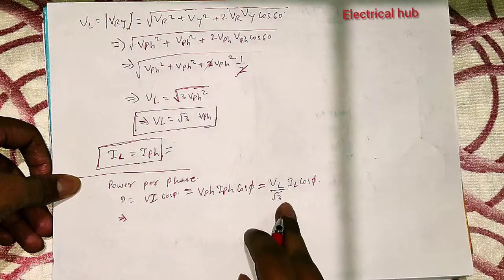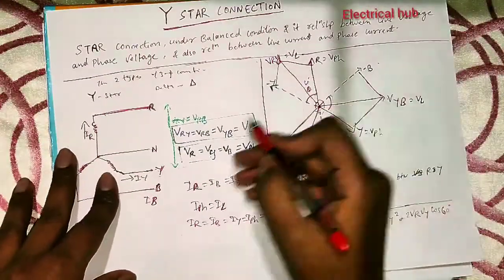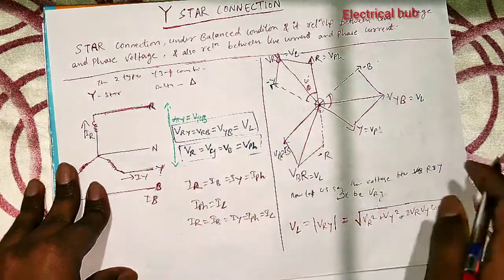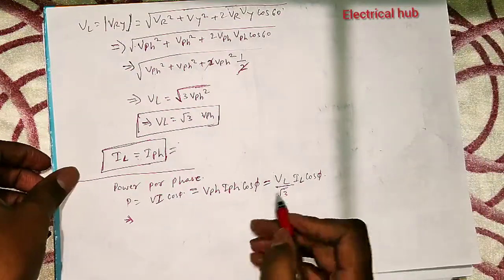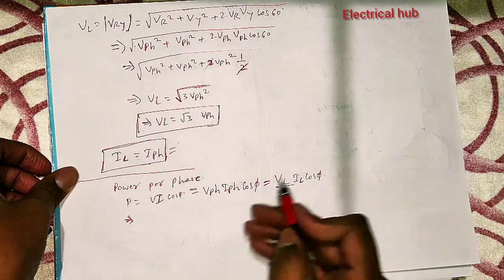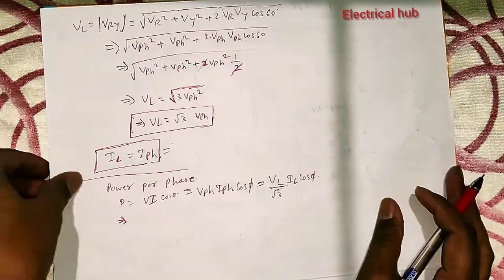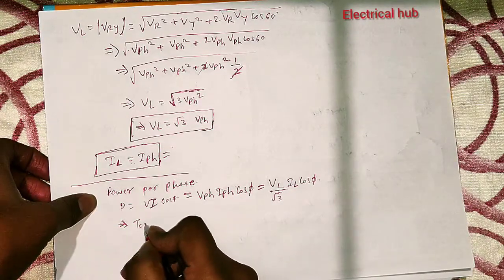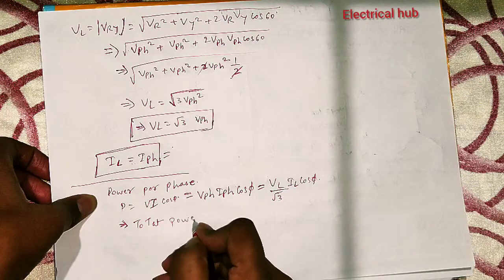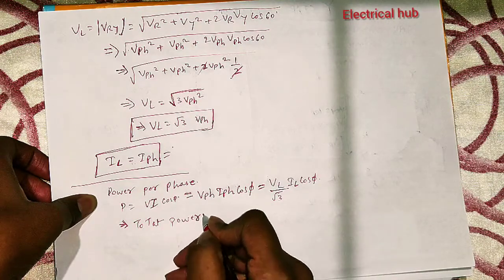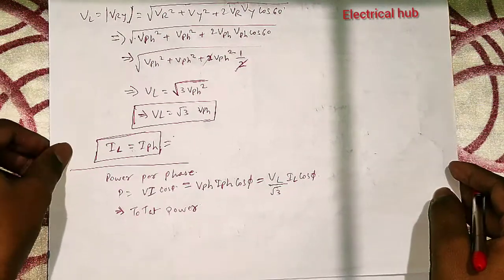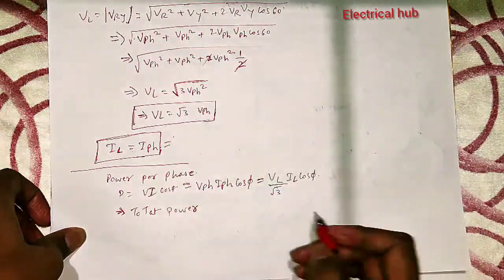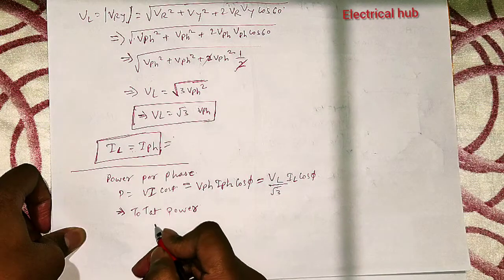This is the power per phase, which means the power from only one line, not from all 3 connected wires. From only one line, the power will be VL by root 3 IL cos phi, or you can write it as VPH IPH cos phi. And if you want to take out the power of the whole connection, here the total power. This is a very important formula for the basic electrical topic, because many numerical questions are asked from this formula, from IL and IPH and VL and VPH. These formulas are very important for numerical-based questions.